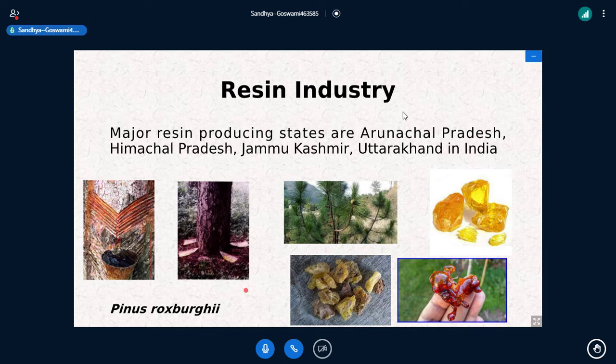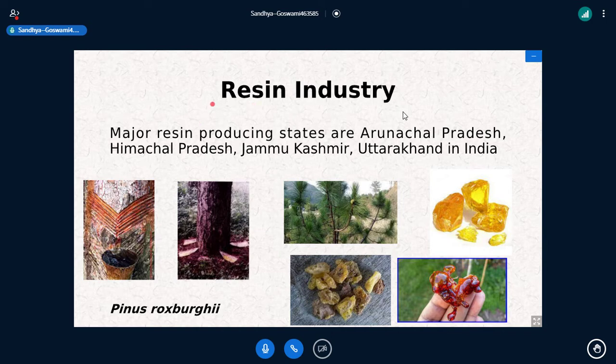non-wood product industry is the resin industry. Resin that you can have from trees. And resin hota kya hai? Resin is one of the extraneous material components that we can find in trees, right? And resin is usually present in resin ducts in the tree, and from those ducts it can be collected.